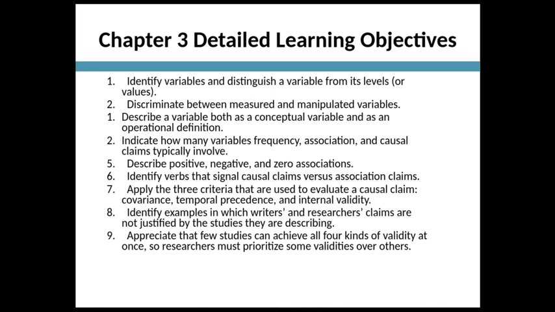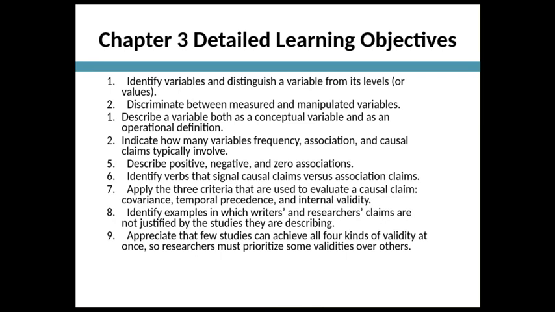When we talk about associations or correlations, I will talk about the types of association that we have: positive, negative, or zero. So there's three types, or as I like to say, 2.5. I will identify verbs that signal causal claims versus association claims, and then apply the three criteria that are used to evaluate a causal claim.